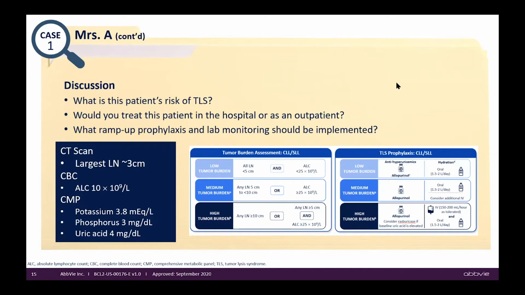And so given those 2 pieces of information, we see that she would have low tumor burden. And of course, the appropriate prophylactic measures for that would be allopurinol, commonly allopurinol 300 milligrams daily, and of course, hydration at 1.5 to 2 liters a day.